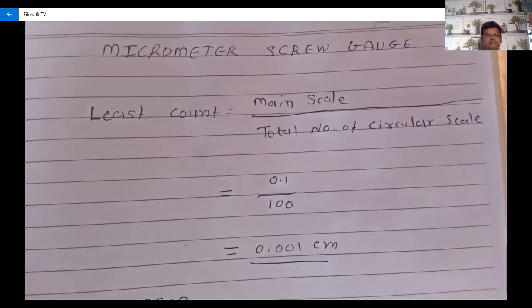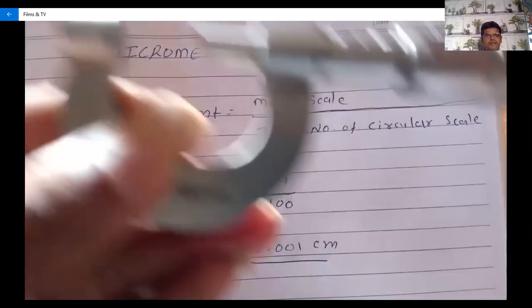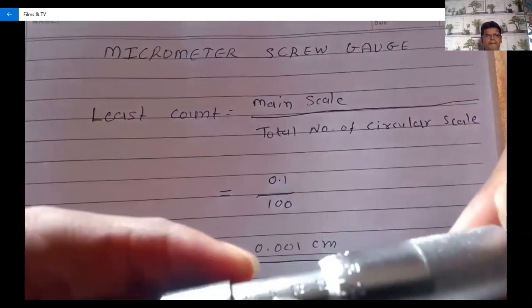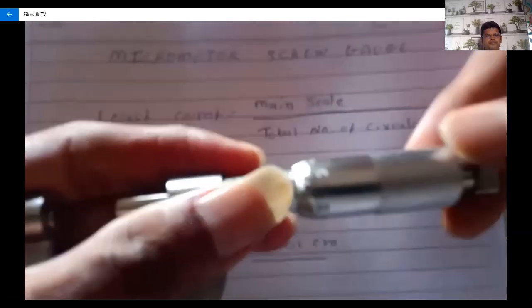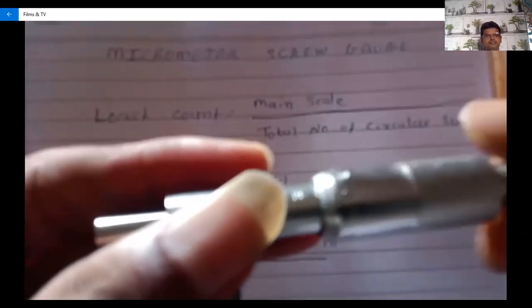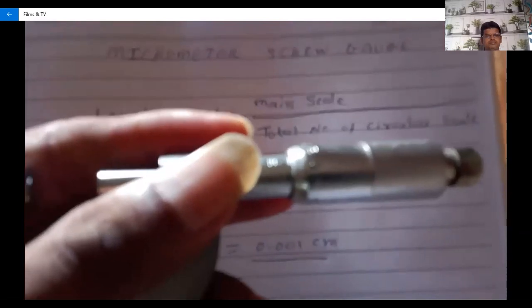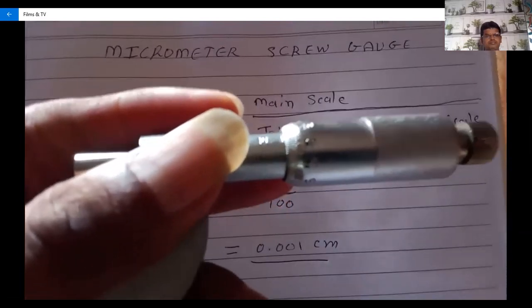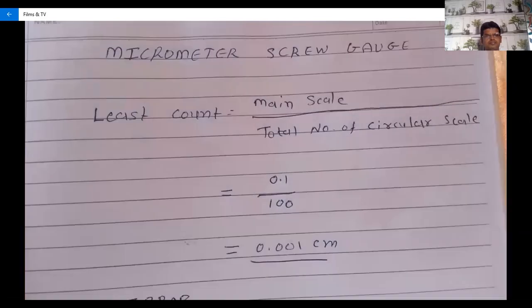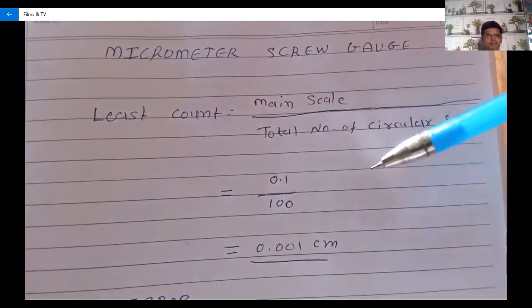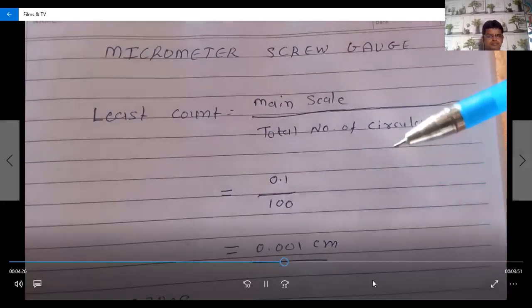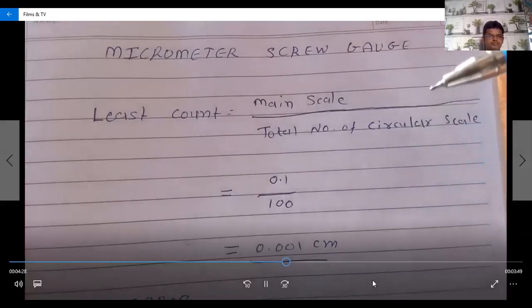Now second, the total number of circular scale divisions. So we calculate how many circular scale divisions there are in total. Starting from 0, we count, and in total there are 100 circular scale divisions here. So with the total number of circular scale divisions being 100, our answer becomes 0.001 centimeter. It is the least count value of this given setup.